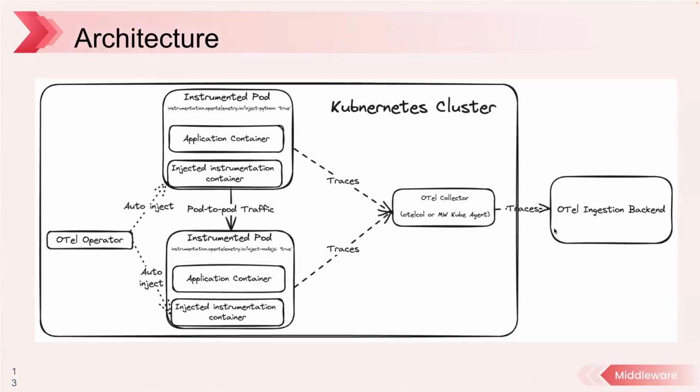Okay, so I'll quickly go through the architecture. I have already explained most of this architecture here. We have an Otel operator there on the right, who does auto injection of the containers. These two are the pods that are coming up. Each one of them will have an instrumentation container when they come up, and then there is an application container that's generating traces because of the instrumentation container running inside the pod.